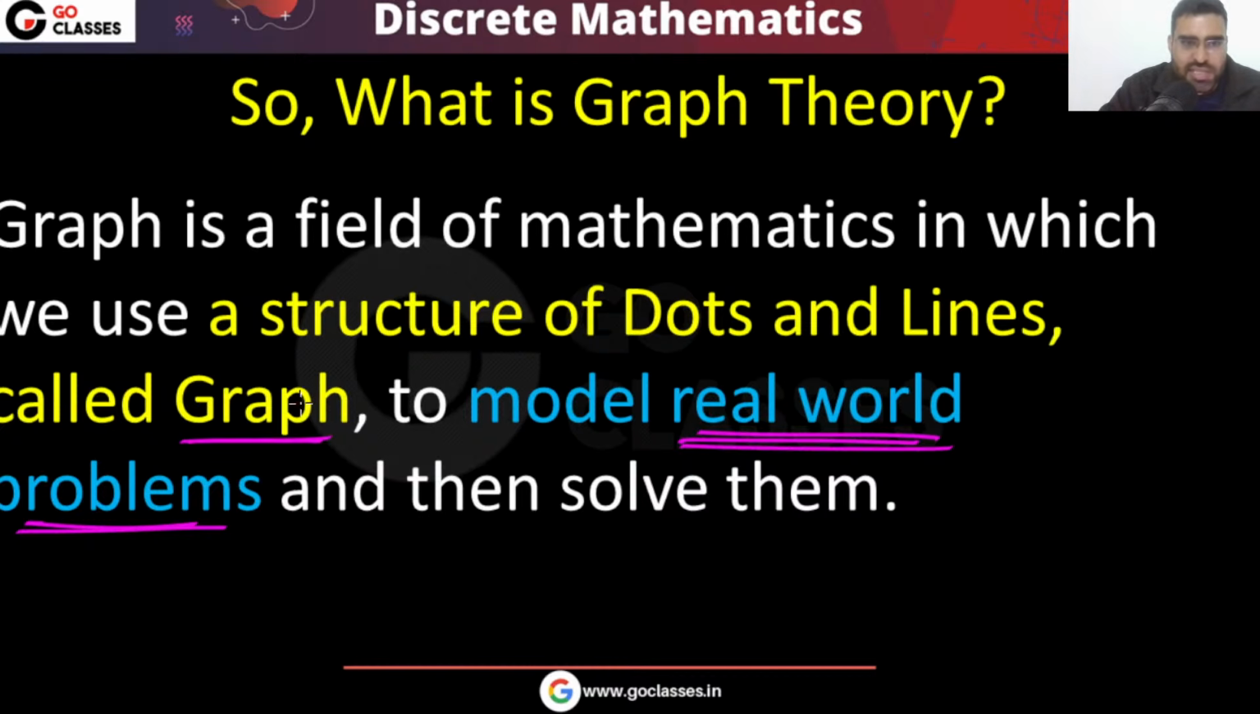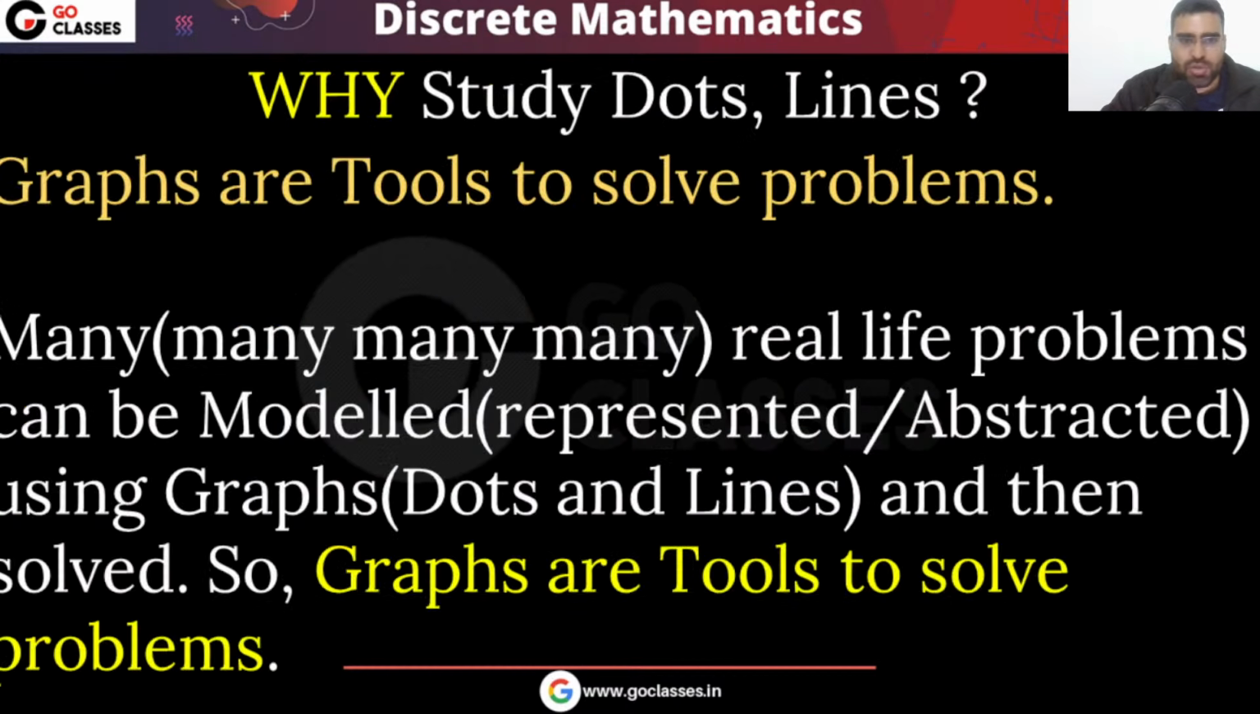You can study this graph, and then you can solve this problem. So very easily, you can notice we use graphs to solve real world problems. Your real life problems you can solve by converting those problems into a graph. So this is the final point: graphs are tools to solve problems.